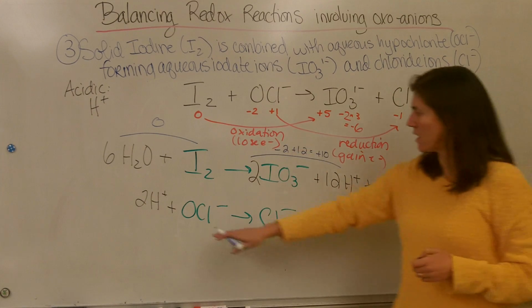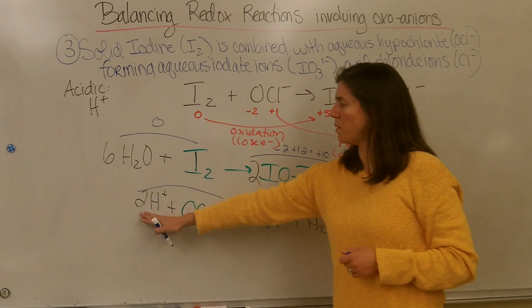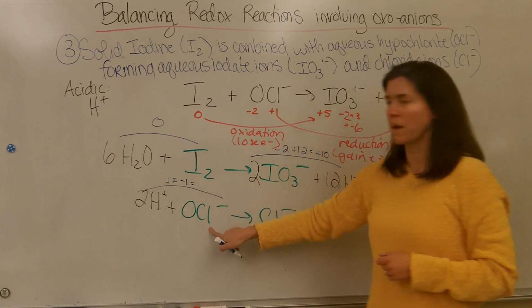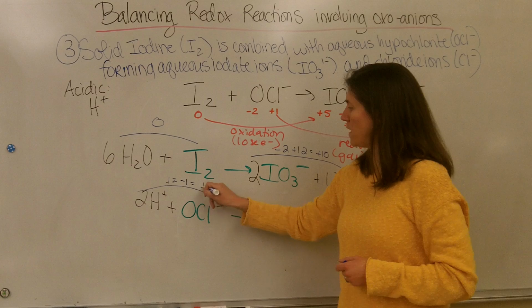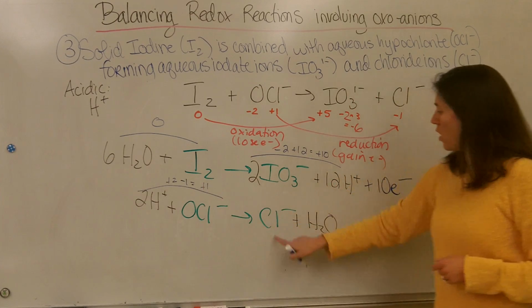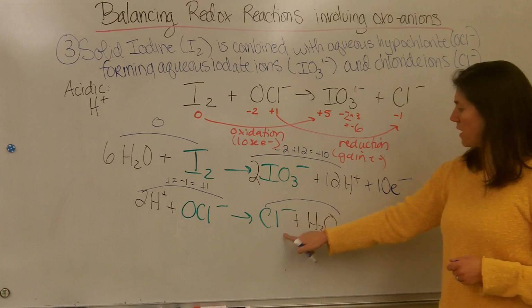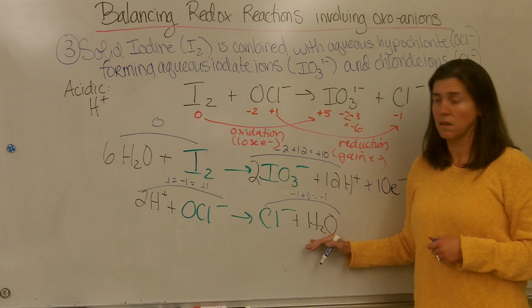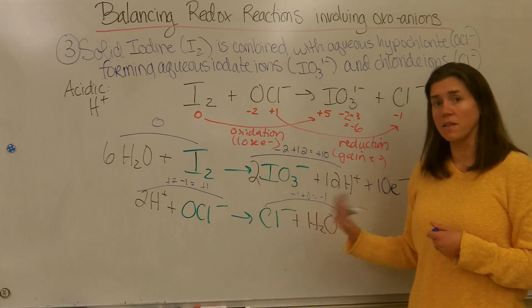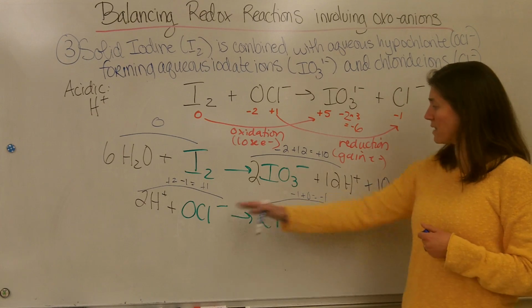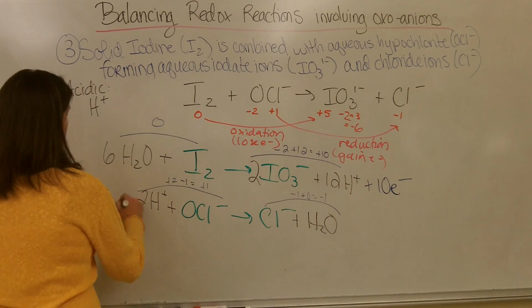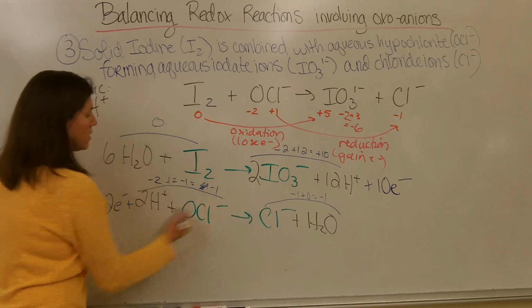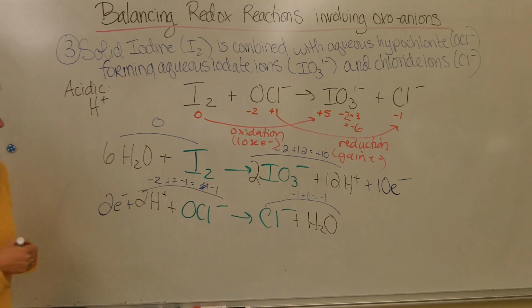Okay, let's look at this one. I've got 2 pluses from my 2 H plus ions, and I've got 1 negative from my OCl minus. So that means I have a +1 charge on the left. Over here on the right, I've got a negative and a neutral, so I've got a -1 charge on the right. I can add electrons to balance out the charges, so it looks like in order to balance these out, what I want to do is add 2 electrons over here. So I've just added a -2. Now, this is going to add up to a -1.